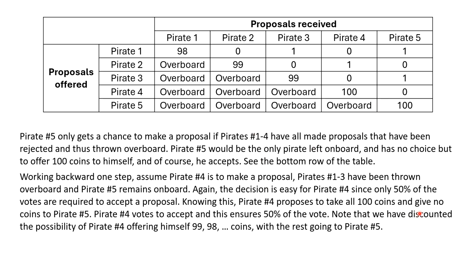Maybe just one point here. Note that we have discounted the possibility of pirate 4 offering himself 99, 98, and so on. That's the same issue I mentioned in the first case, because they're just not logical choices to be made, and so we don't bother drawing those into the tree. Okay, so let's continue with this case here. I have that on the next slide.